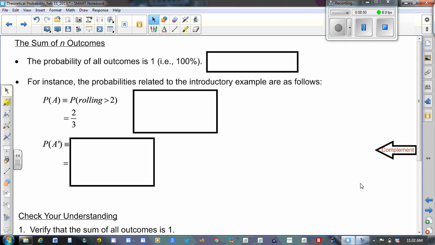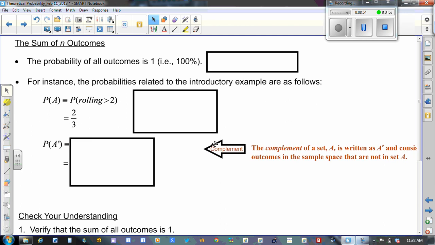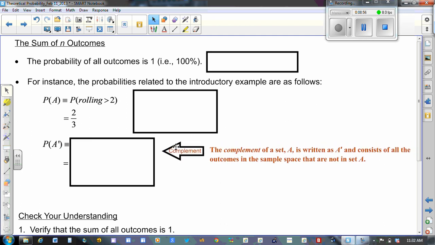What I'd like to tell you now is that the term complement is going to come into our work. The complement of an event is written as A with an apostrophe, which is known as a prime. That's the name of the symbol, but we refer to that together as the complement of A. So it consists of all the outcomes in the sample space that are not in A.